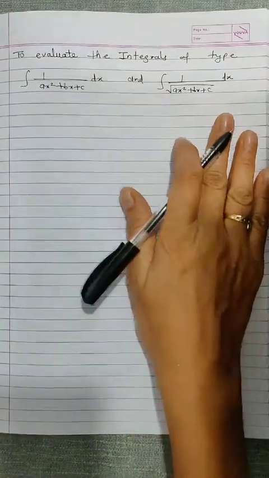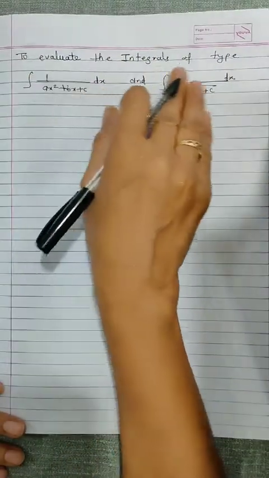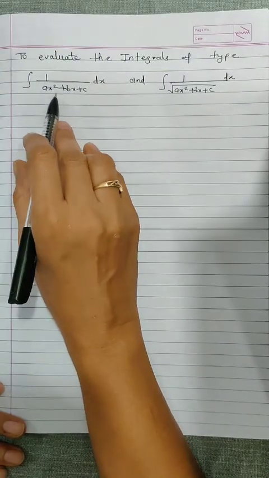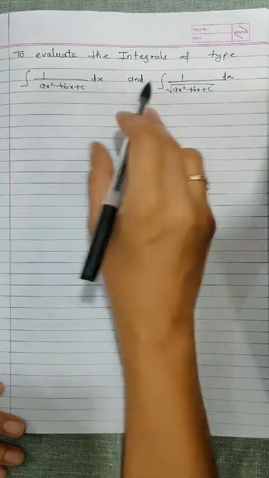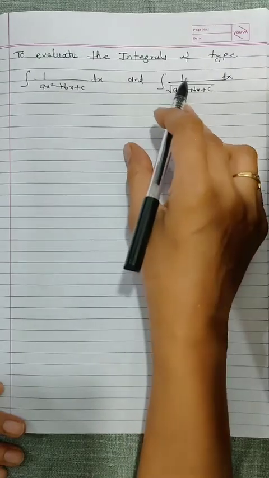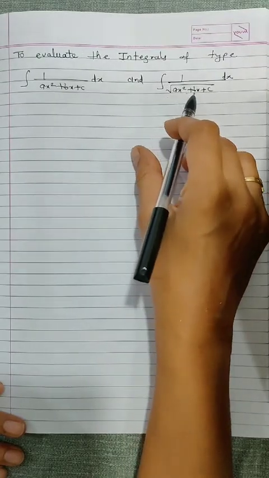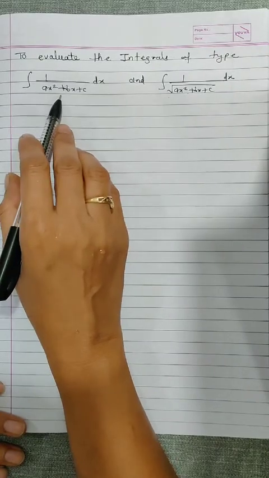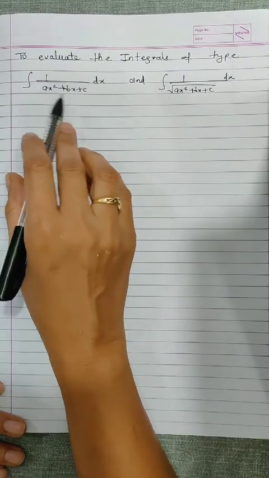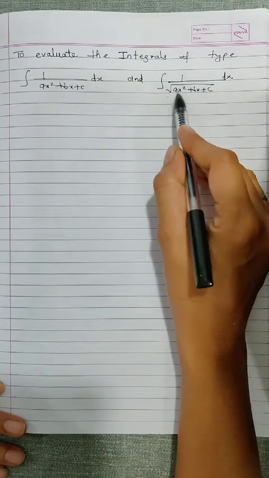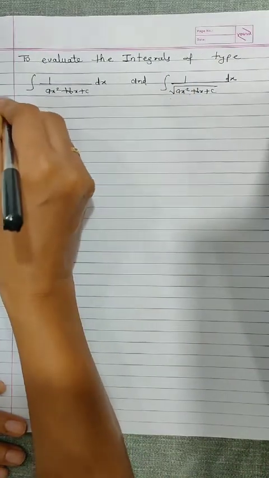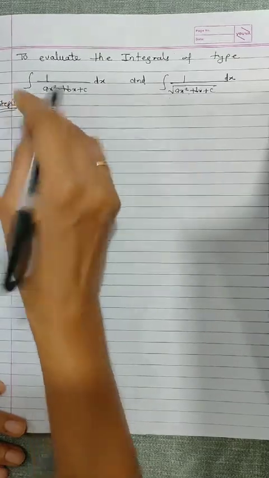Hello students, today we are going to study integrations of the type integral of 1 upon ax square plus bx plus c dx and integration of 1 upon under root ax square plus bx plus c. Means actually a quadratic equation in the denominator, either in the form of a quadratic equation or root of a quadratic equation. Okay, so there are 2 to 3 steps to solve this type of integration.